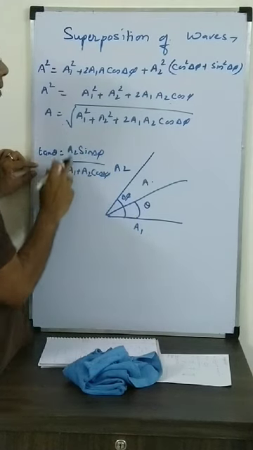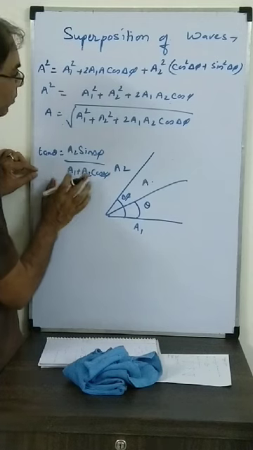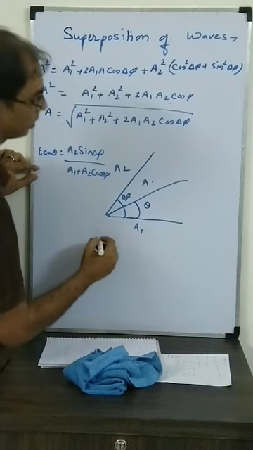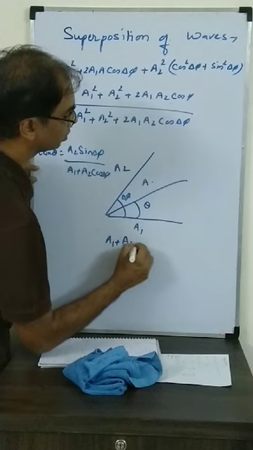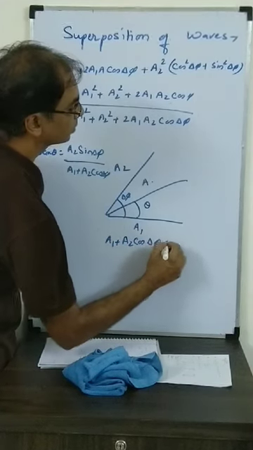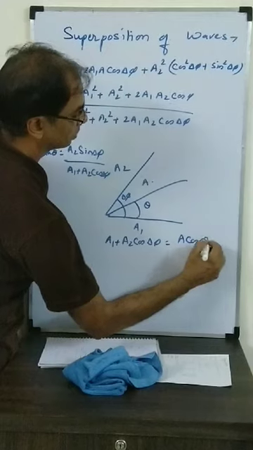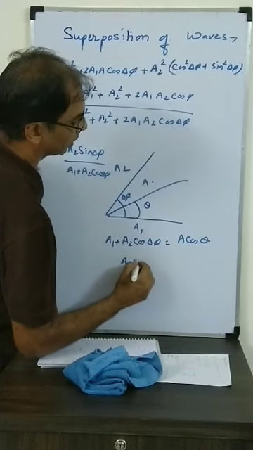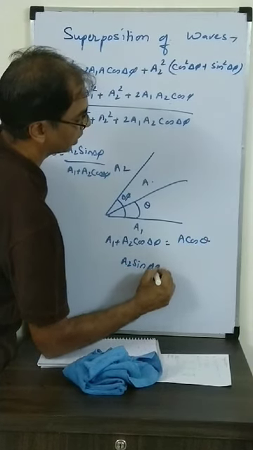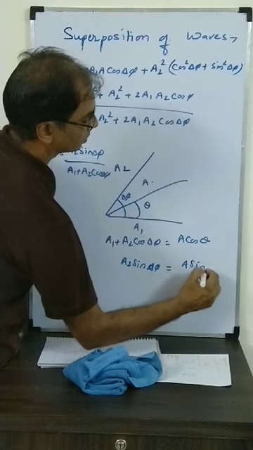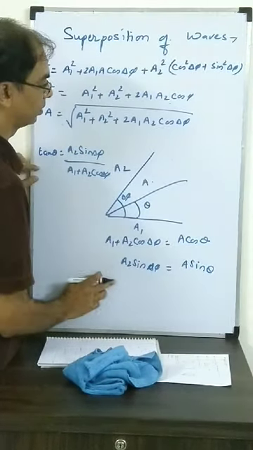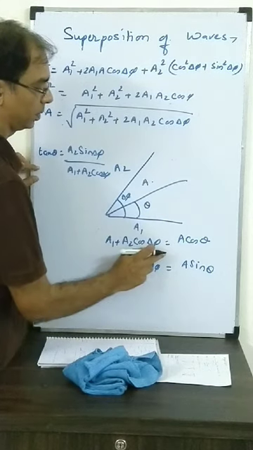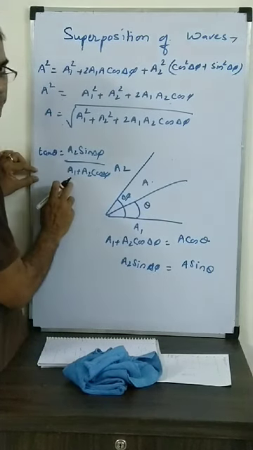This is exactly the same as our parallelogram law. From where did this come? We did this also a little while ago. We wrote A1 plus A2 cos delta phi as A cos theta, and A2 sin delta phi as A sin theta. Okay, this by this is tan theta. So tan theta will be equal to A2 sin delta phi by A1 plus A2 cos delta phi.